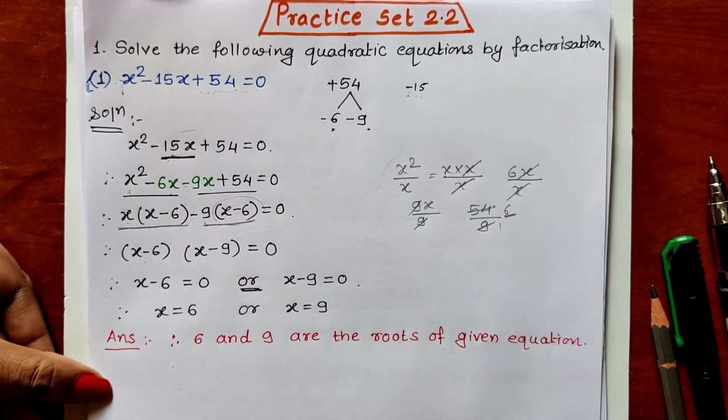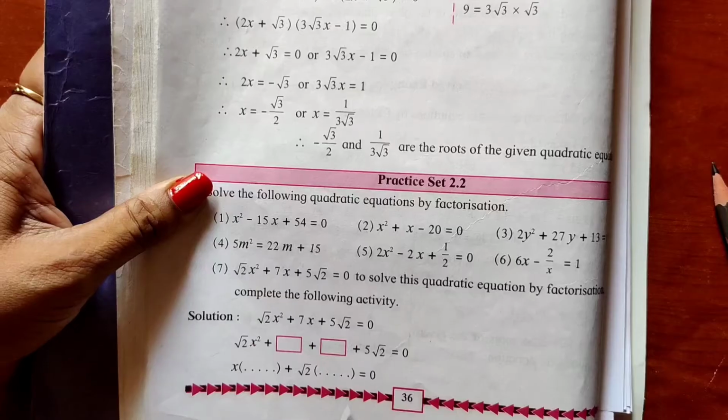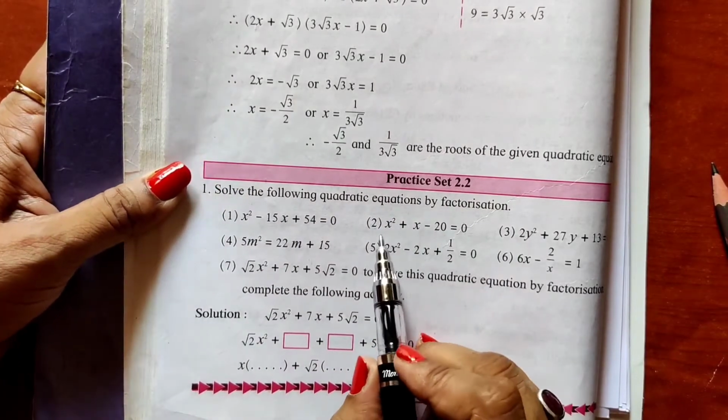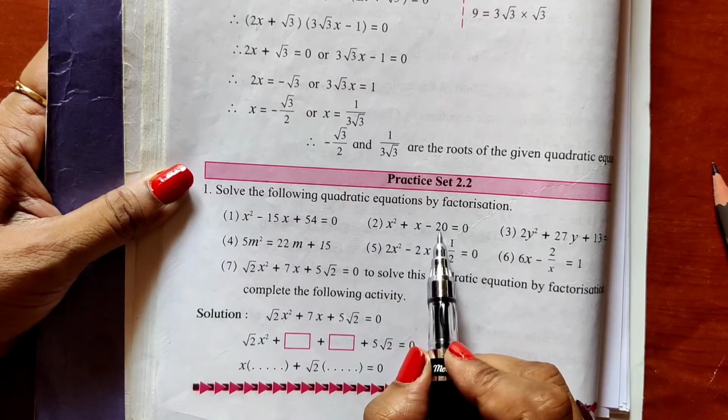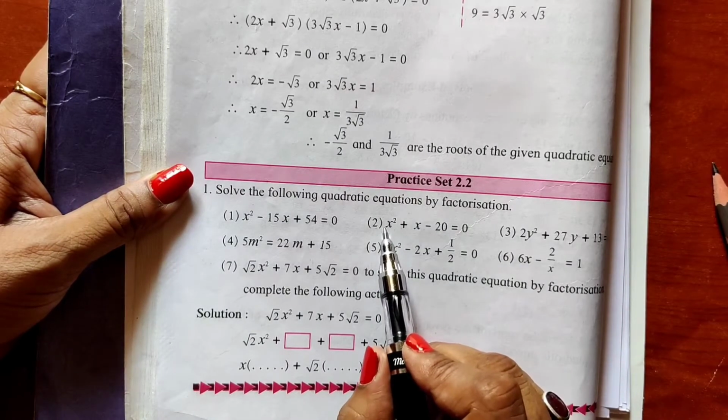In this way we will be solving all the equations. Let us go on to the second equation. Now the second sum is x square plus x is equal to minus 20. Again the coefficient of the first term is 1.